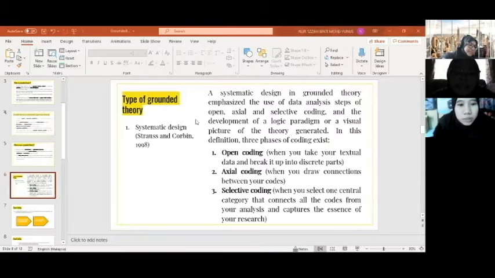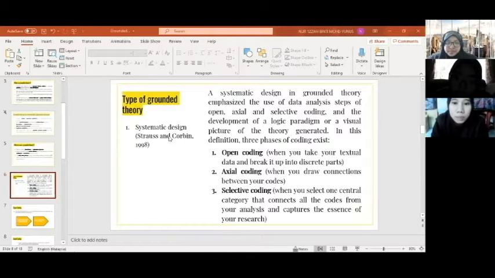So I will proceed with the types of grounded theory. The first is the systematic design by Strauss and Corbin, 1998. It is a systematic design in grounded theory that emphasizes the use of data analysis steps of open, axial, and selective coding, and the development of a logic paradigm or a visual picture of the theory generated. In this definition, three phases of coding exist.